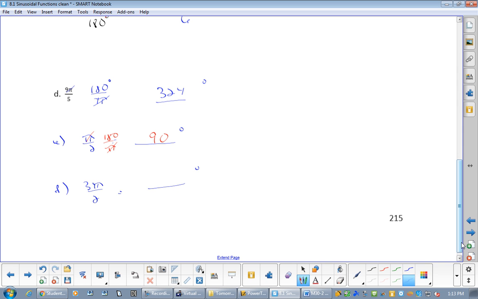Okay, this one here, what are we going to multiply by? 180 over pi again, because I am going to degrees. Those cancel. Make sure you go 3 times 180 in brackets. Then divide by 2, and what do you get? 270 degrees, right? And that, again, was on my unit circle.